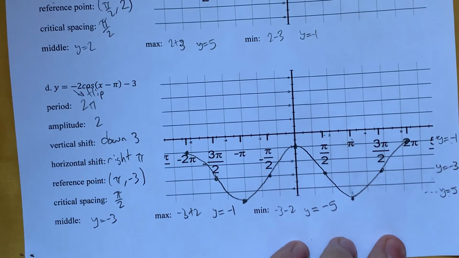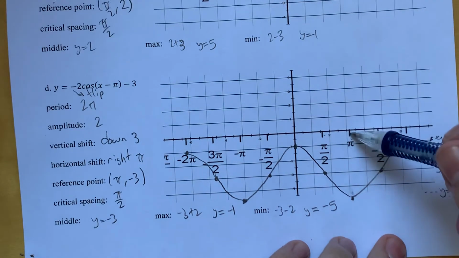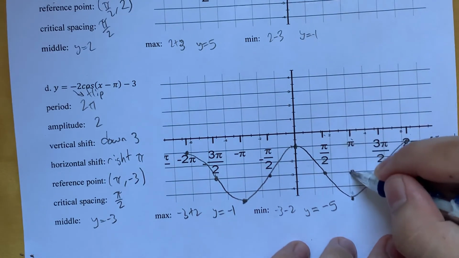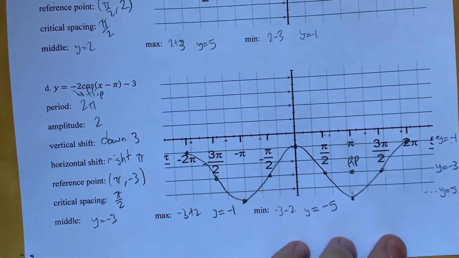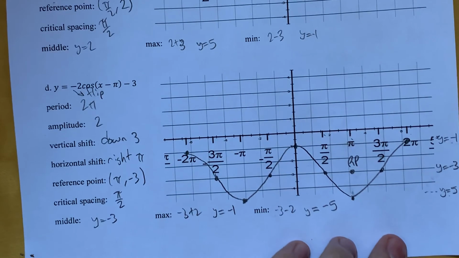All right, now let's look at the reference point. That's going to be at pi, negative 3. Oh, would you look at that? It's not connected. So sometimes you won't have a reference point on the graph. So don't assume that it's always going to be on the graph.